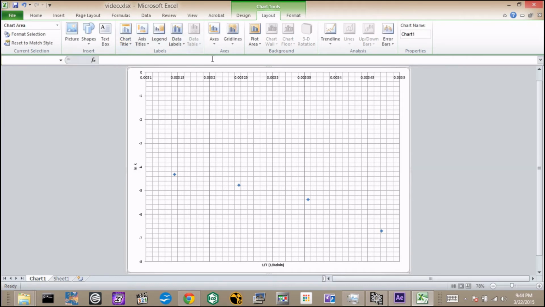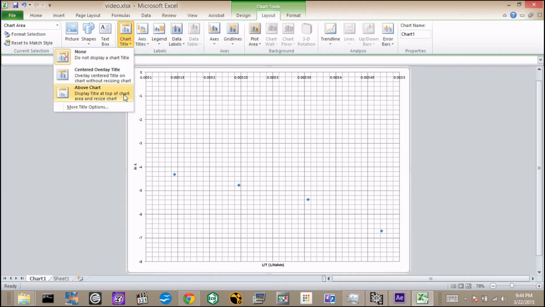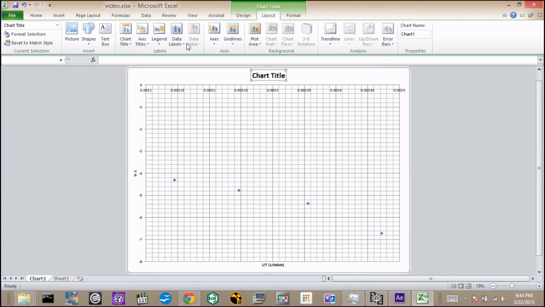Then we need a chart title to tell us what this is. So I tend to use the above the chart. It moves down the graph paper look, and just give it something that is useful and descriptive so that we know what it actually refers to. Try to spell it correctly if you can. Okay. Now the last thing we need is an actual trend line. That's over here.